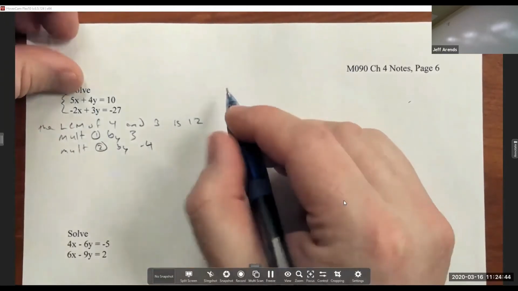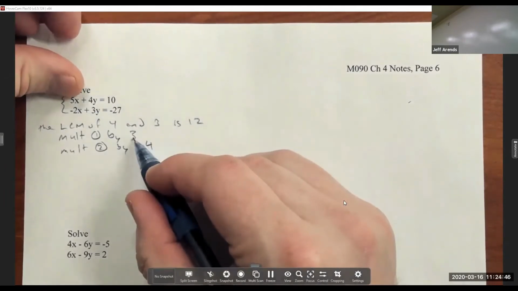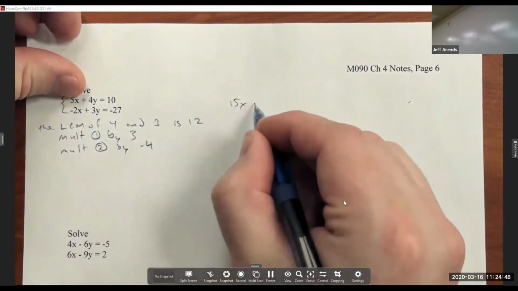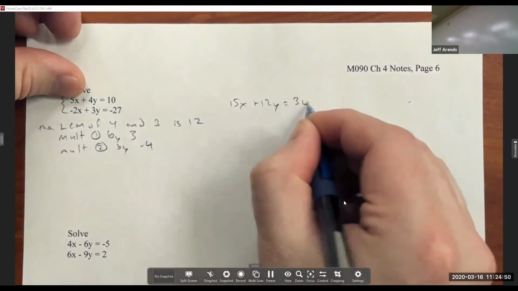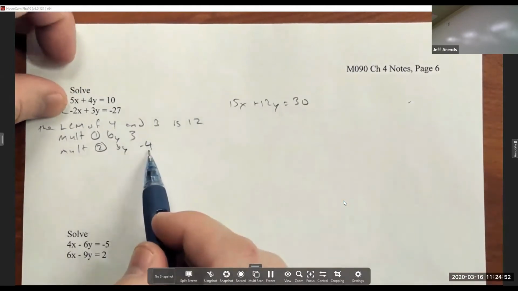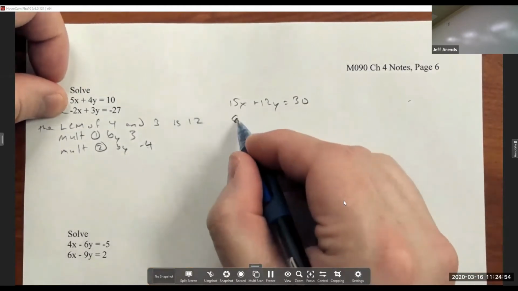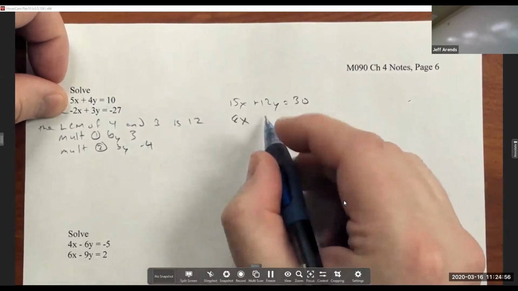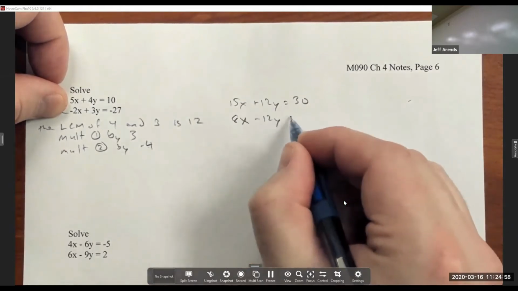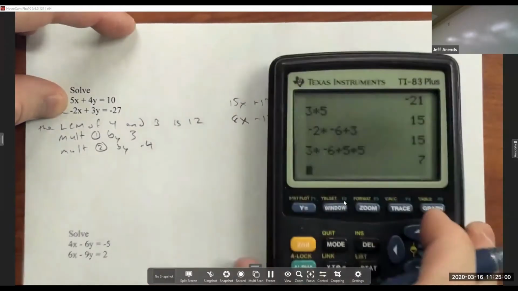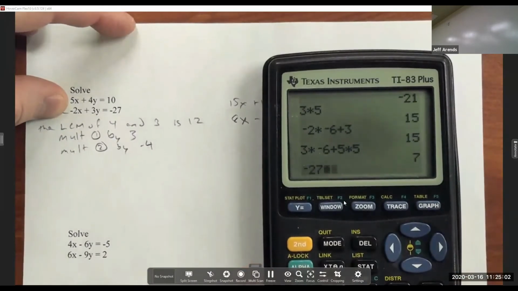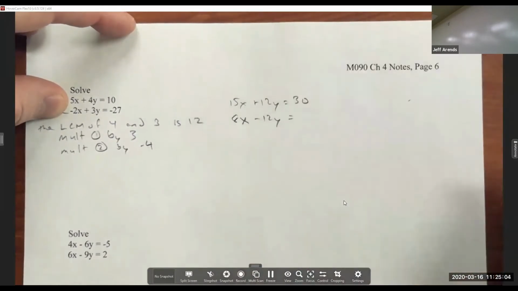So when I do this, let's say I'm multiplying the first equation through by 3. So I get 15x plus 12y equals 30. The second equation, I'm going to multiply through by negative 4. So I get 8x minus 12y equals, I have to ask my calculator, negative 27 times negative 4 is 108.